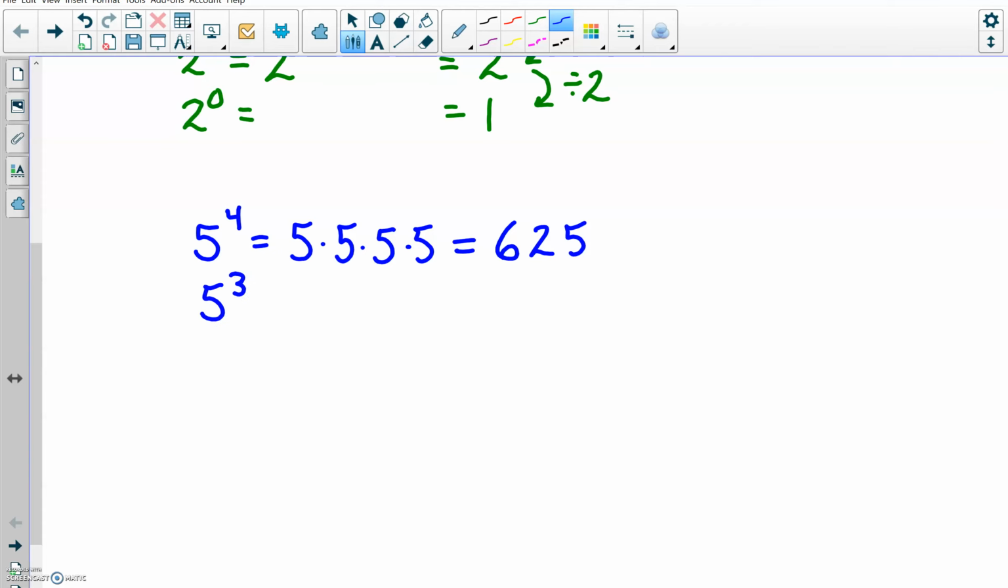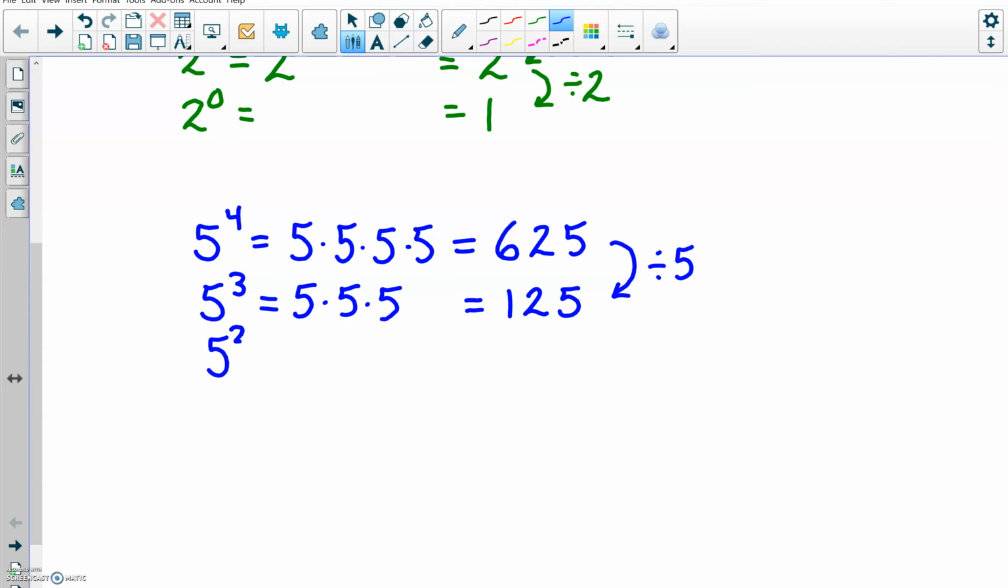Drop the power by 1, 5 cubed. Well, now that's 5 times 5 times 5, 3 5's multiplied together. And if you figure that out, you get 125. The relationship here between 625 and 125 is not as easy as with the 2's, but if you were to take the 625 and divide it by 5, the new base that we're working with, you would get 125.